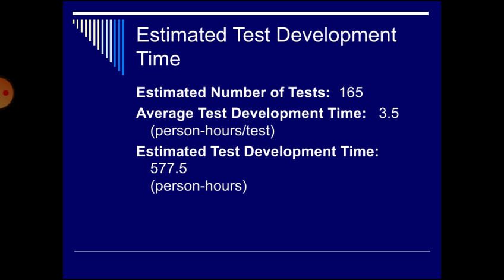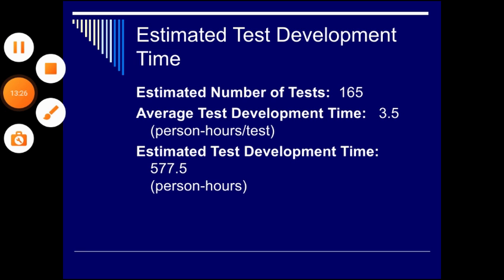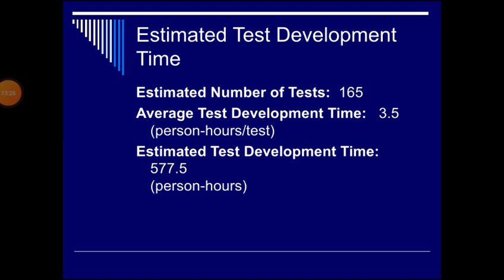Estimation of test development time: the estimated number of tests is, for example, 165, and the average test development time is 3.5 person-hours per test. So the estimated test development time is 577.5 person-hours, which is the time required for the development of the particular tests.